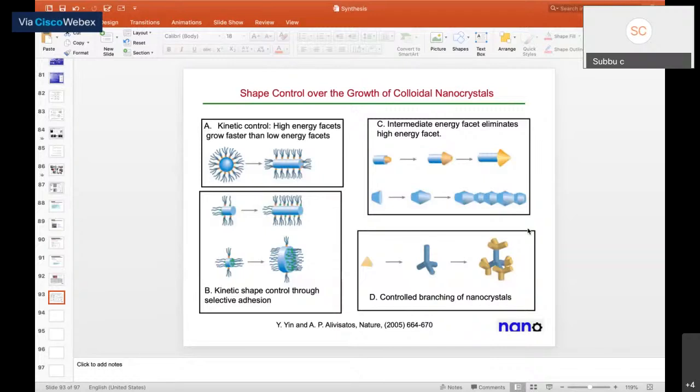But if you close one of the ways, then he cannot grow in that direction. That means he is forced to follow a different path. That means instead of a spherical particle, you normally end up with a different shape particle.